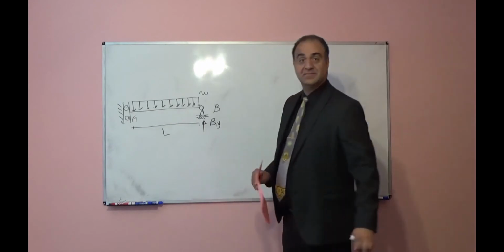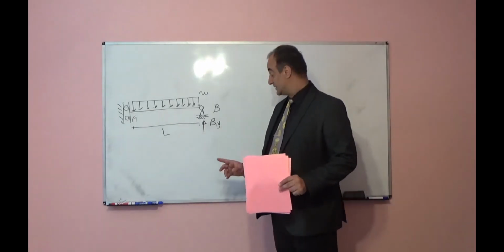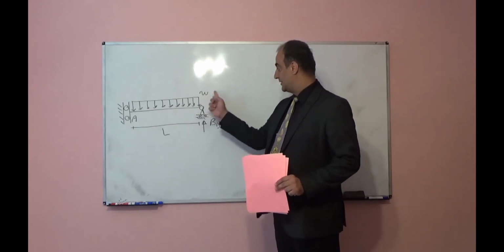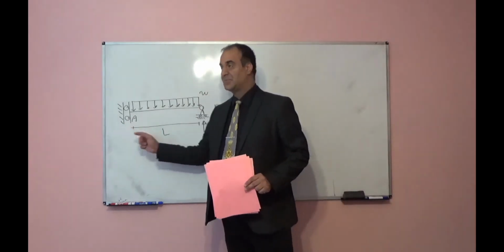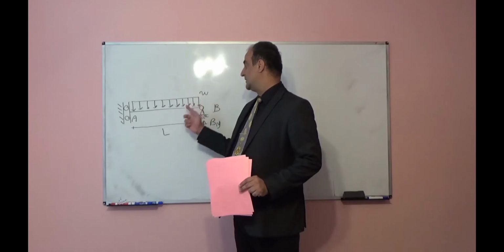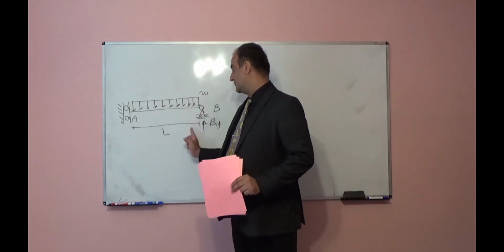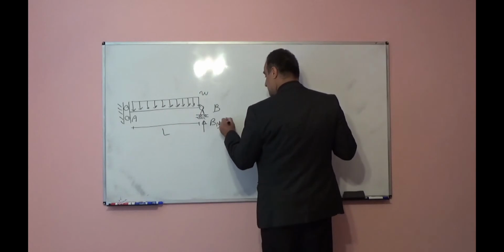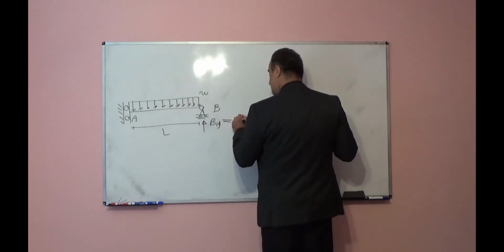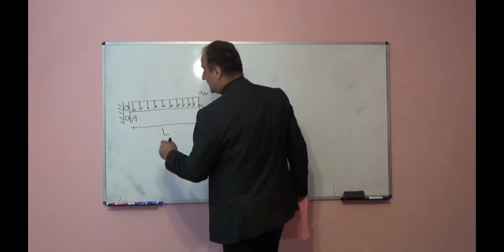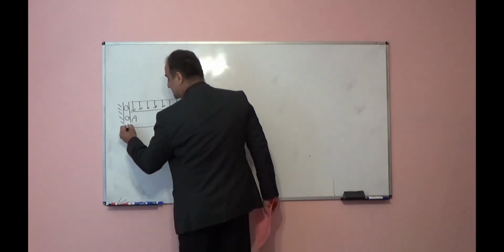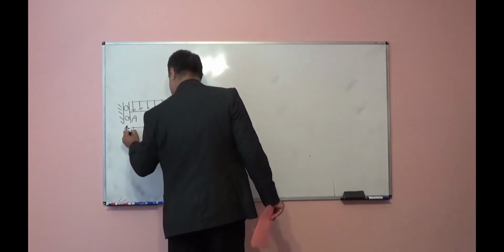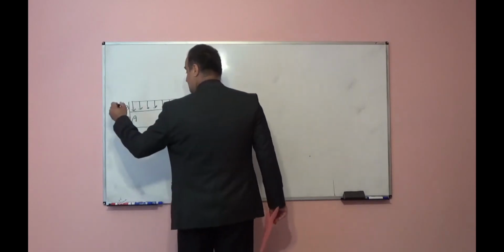If I write summation of forces in vertical direction and set it equal to 0, By minus W times L, because By is upward and the resultant force W times L is downward, is equal to 0. So By will be equal to W times L. Here there is no resistance against vertical movement, so this is zero reaction.